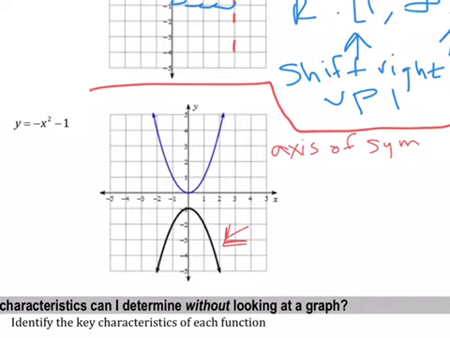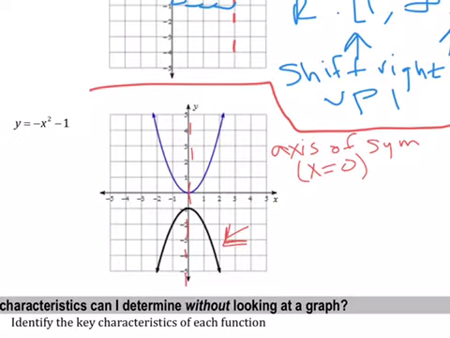Okay, so the axis of symmetry, what's it going to be? Well, that's still not going to change even though it's going down. It's going to be a dashed line going through its vertex, which in this case is the line x equals 0. Okay, there's our axis of symmetry.